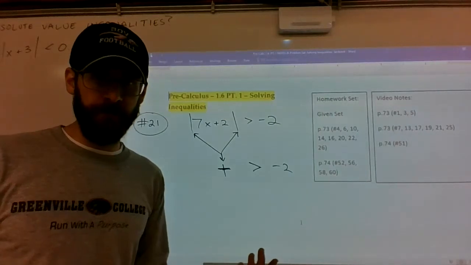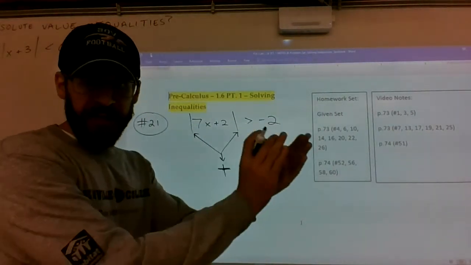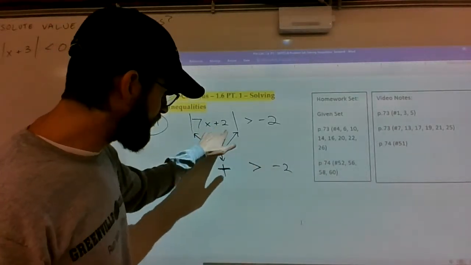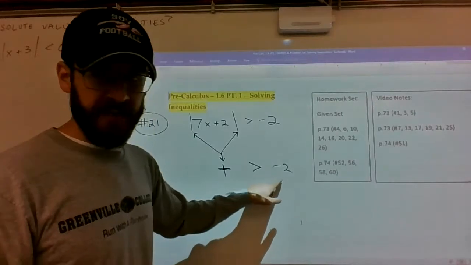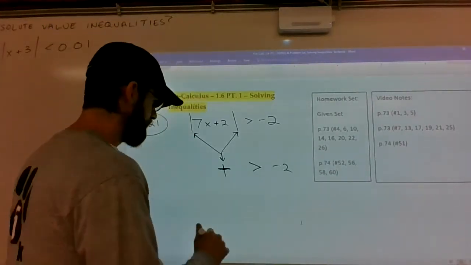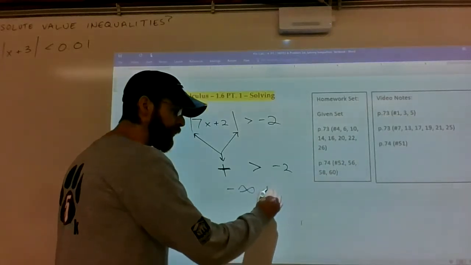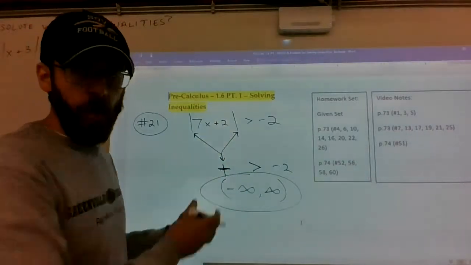And I just answered it before, right? I said from negative infinity to infinity, whatever you plug inside here is positive. So everything I plug in is going to be bigger than negative 2. I don't even need to solve this thing. All real numbers are solutions to this inequality.